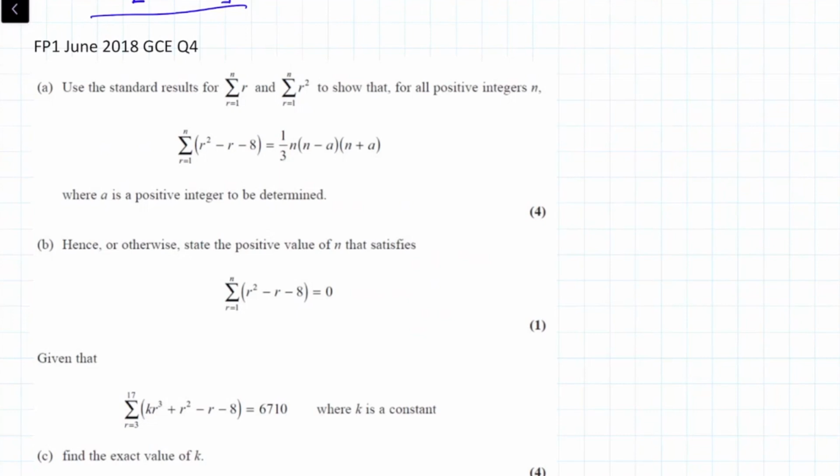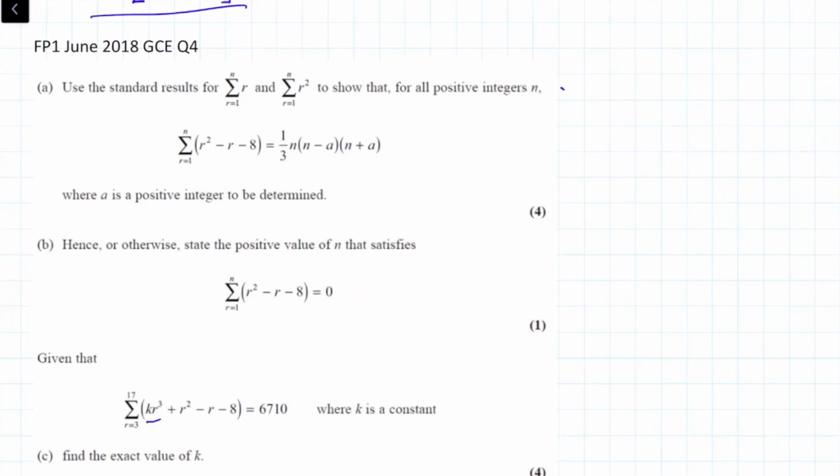And in part C, we are then given this extended sum. We've got an extra term in here now that we need to deal with. We're told it's from 3 to 17. The total is 6710, and we have to find the exact value of k.